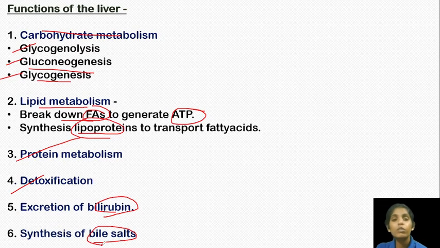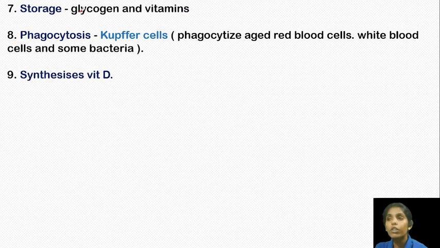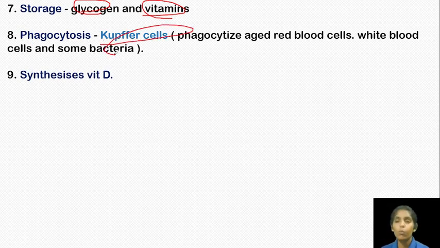And it also synthesizes bile salts, which are required for the digestion and absorption of fats present in the food, and also in the storage of glycogen and certain vitamins. It contains certain cells called Kupffer cells, which are a type of immune cells. They will perform the phagocytosis of the old RBCs and also bacteria. So when bacteria enter our body, these Kupffer cells will engulf and kill those bacteria. And also when the RBCs complete their lifespan, the Kupffer cells will engulf those old RBCs.